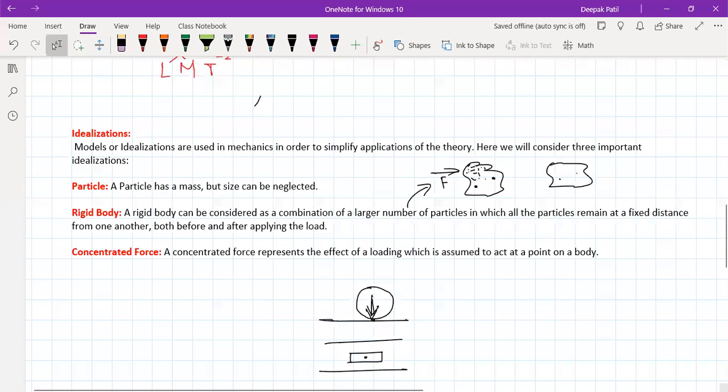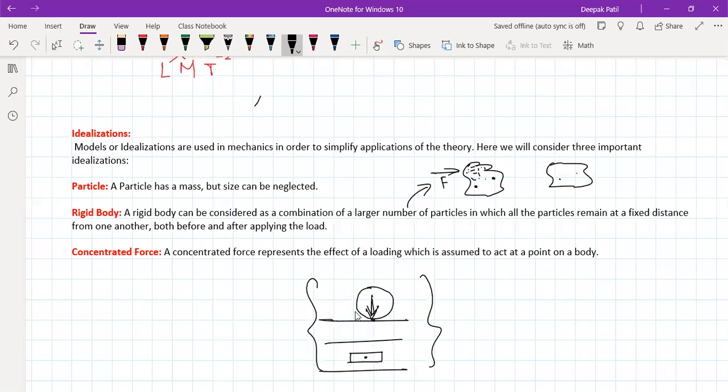Sir, yes, please repeat concentrated force once again, sir. Okay, I will repeat the concentrated force. A concentrated force represents the effect of a loading which is assumed to act at a point on a body. We can represent the load by a concentrated force provided the area over which the load is applied is very small compared to the overall size of the body. For example, the same example I'm going to give you here.